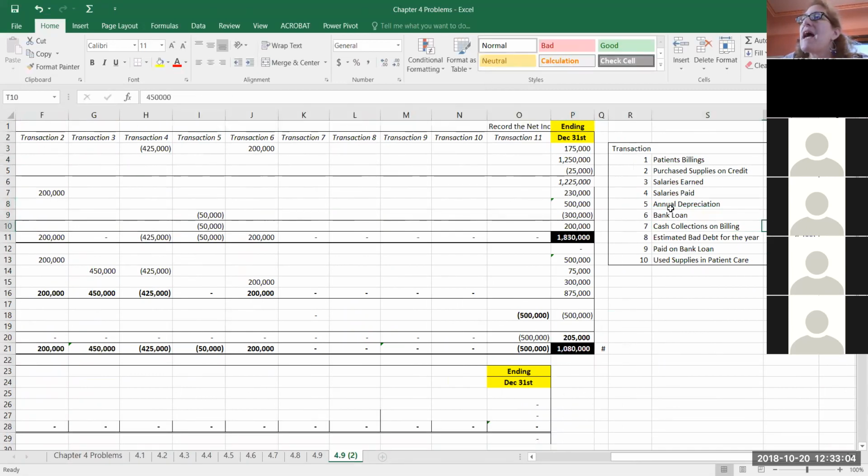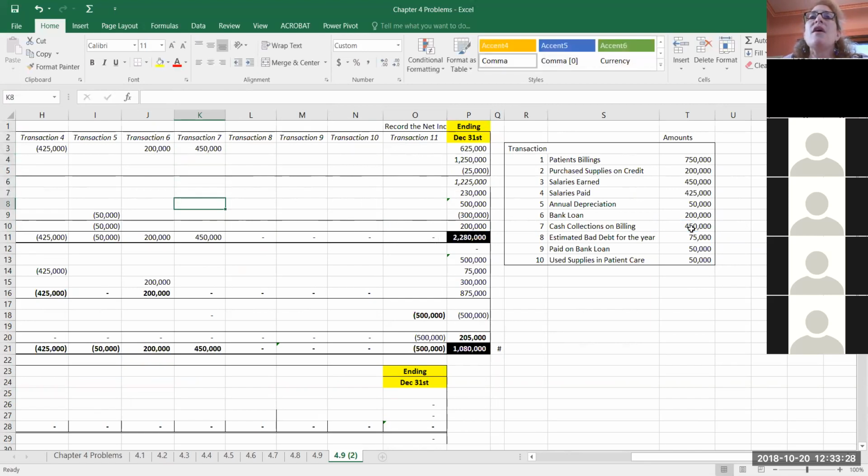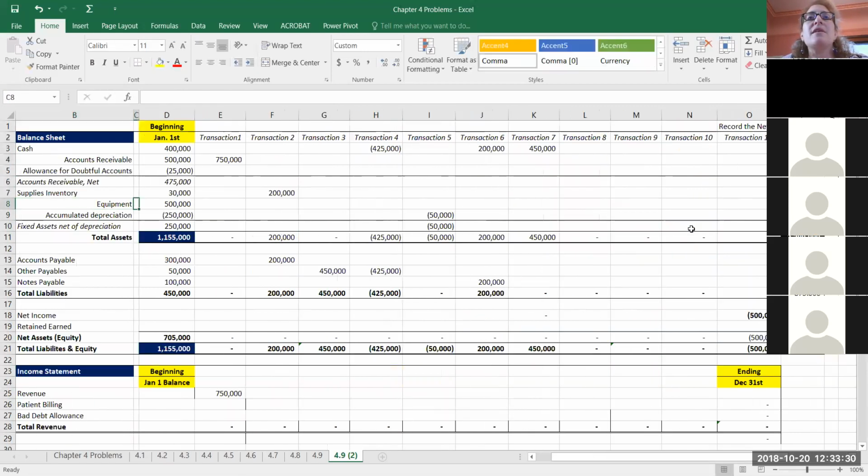What's next? Cash collections on billings. Okay, so we know that we have $750,000 in billings that we sent out to patients, and $450,000 of that we've collected in terms of cash. So let's add that to our cash, right? We're going to go ahead and add the 450,000, right? And so what's the offset of that? Anybody have an idea what the offset of that would be?